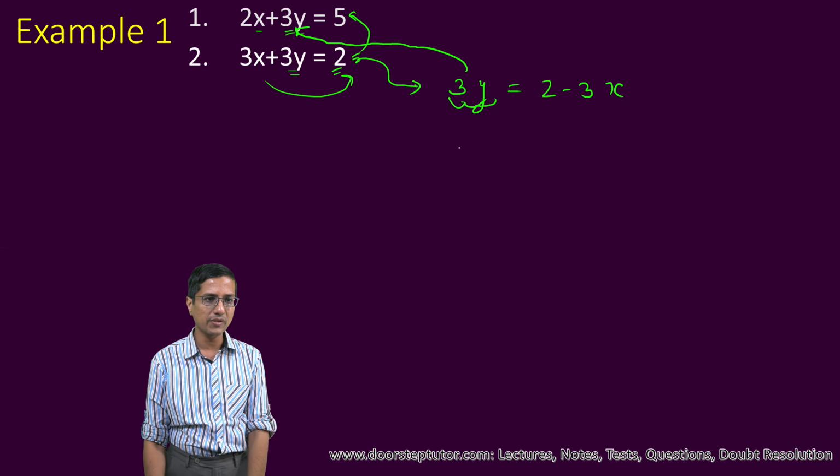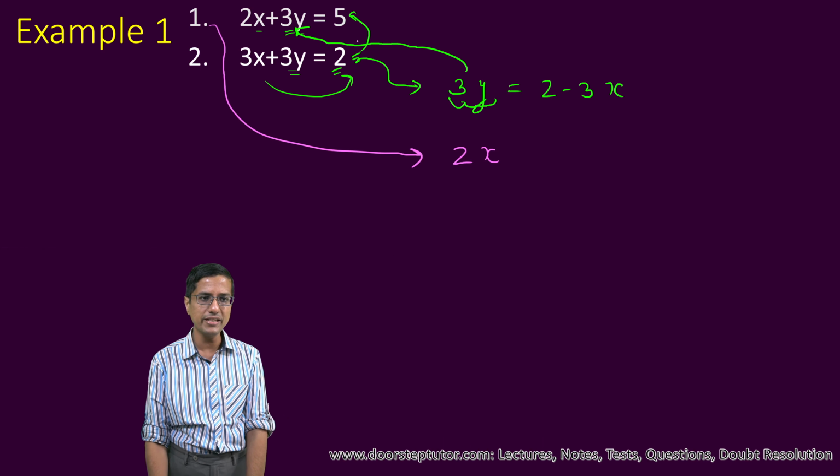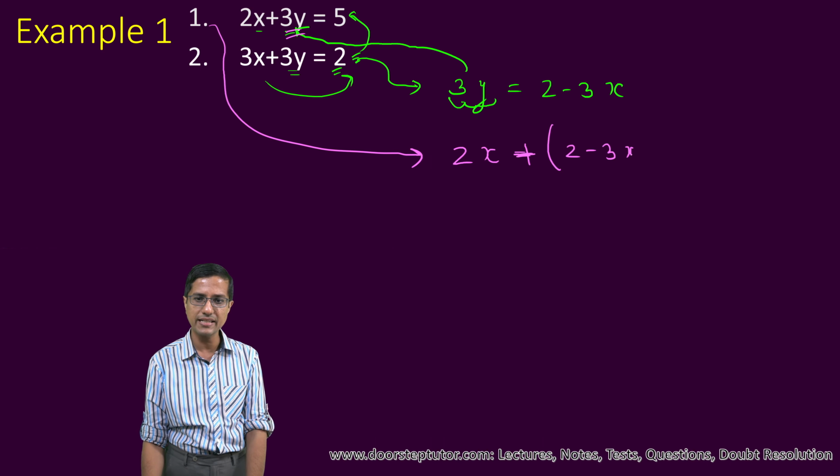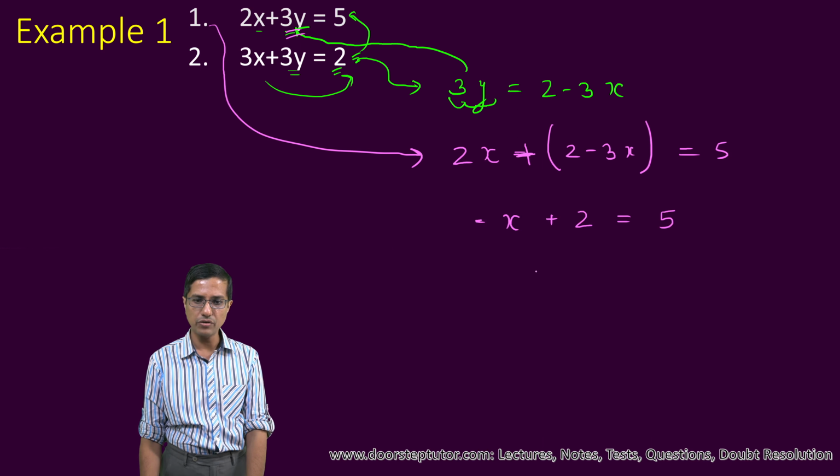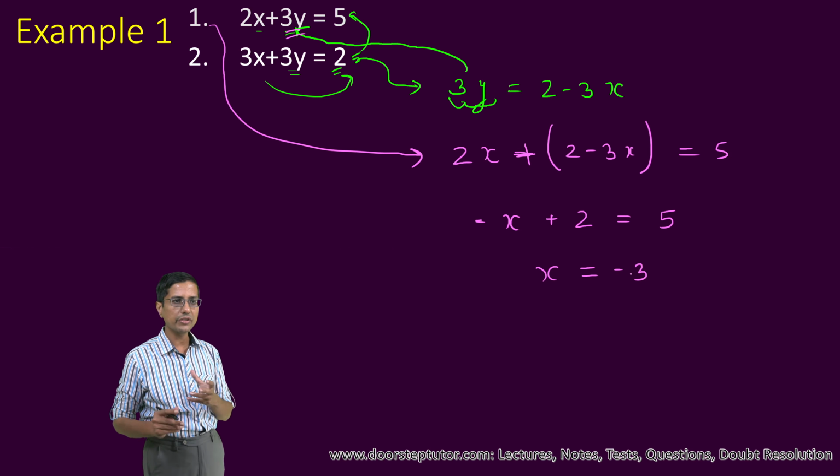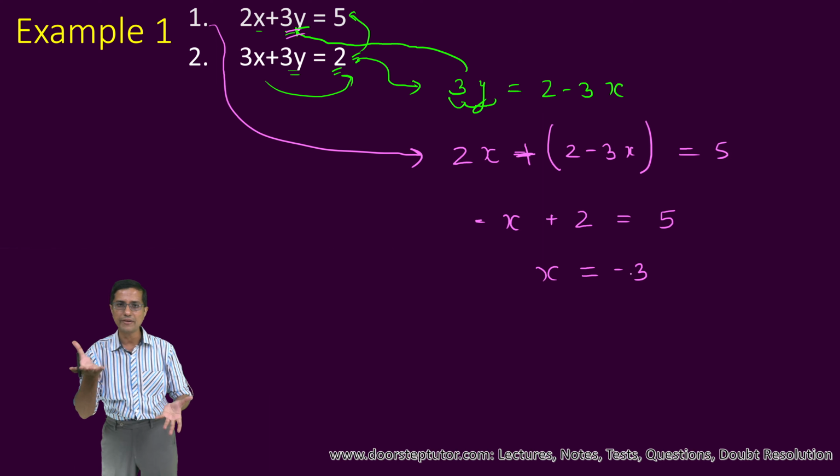So what do I write? 2x comes as is. This is the first equation now, after doing the substitution. So 2x remains 2x, and this plus 3y actually becomes 2 minus 3x and is equal to 5. Very simple. Now 2x minus 3x becomes minus x, plus this 2 remains, is equal to 5. If we solve this, minus x will be equal to 3, which means x is equal to minus 3. So we were able to find the value of x as minus 3.